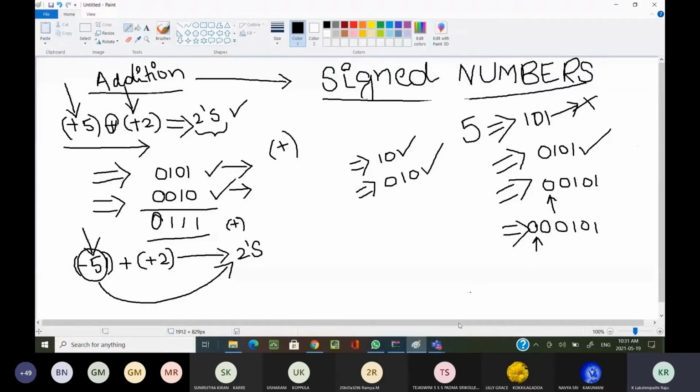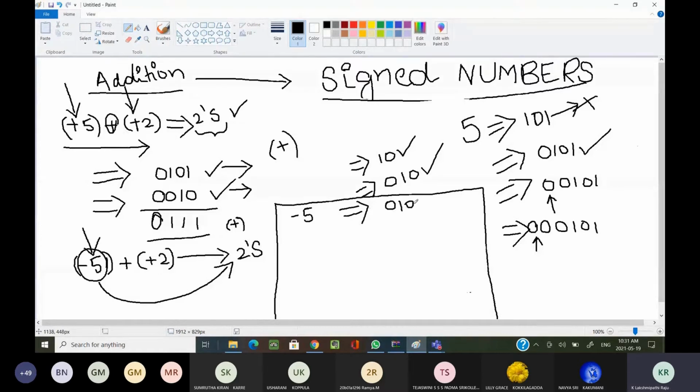Now how are we doing this problem? See here, simple. If you understand one or two problems, you can do the remaining problems. Now minus 5 I am taking as a 2's complement representation. Here also I am considering a 4-bit representation. This is my plus 5, 0 1 0 1. This is my plus 5 in 4-bit representation.